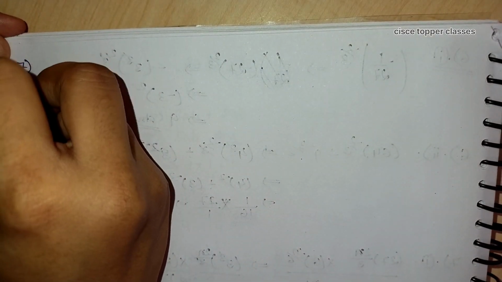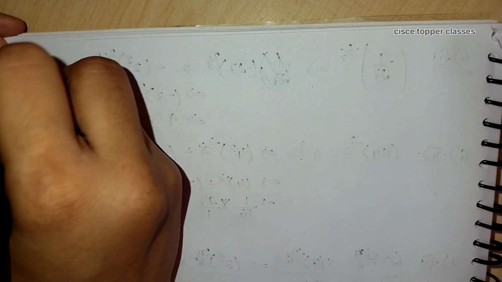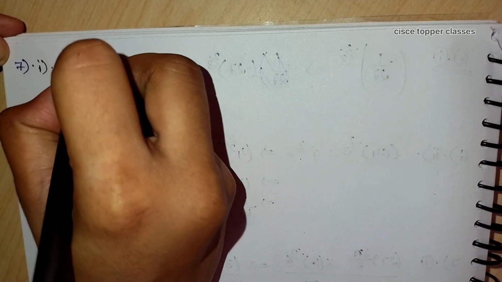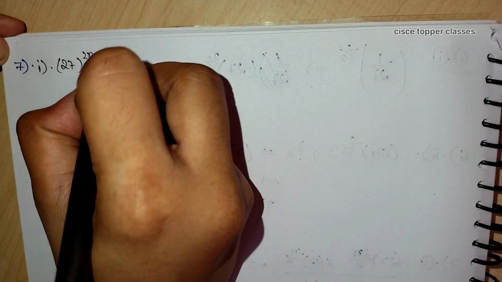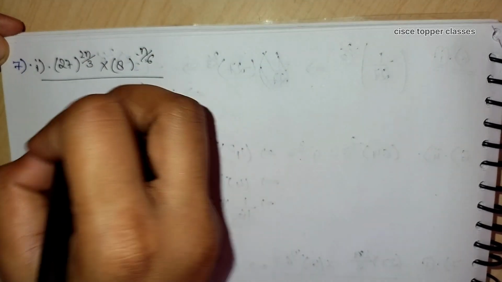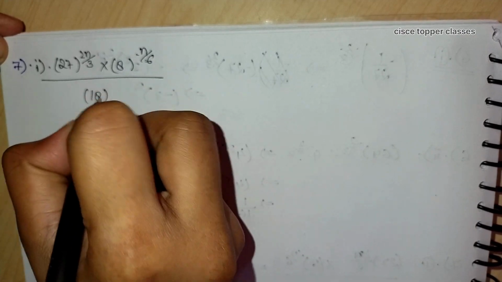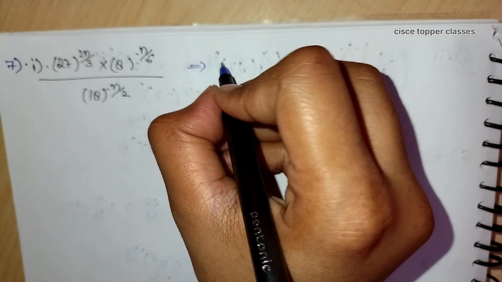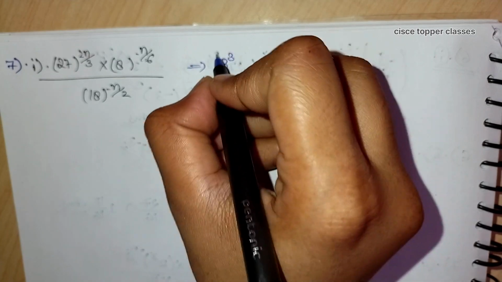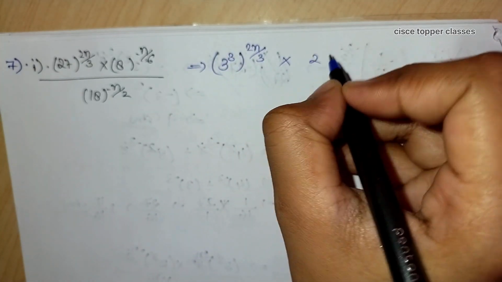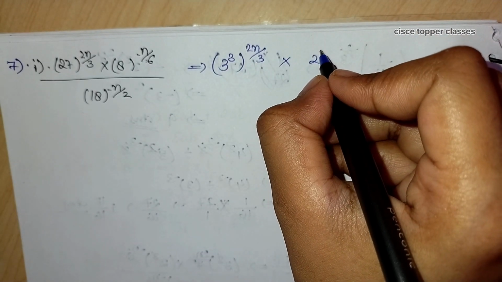Let us solve the seventh question, first part here, which is 27 to the power n divided by 3 into 8 to the power minus n divided by 6 divided by 18 to the power minus n by 2, which will be equal to 3 to the power 3 into 2n divided by 3 into 2 to the power 4.